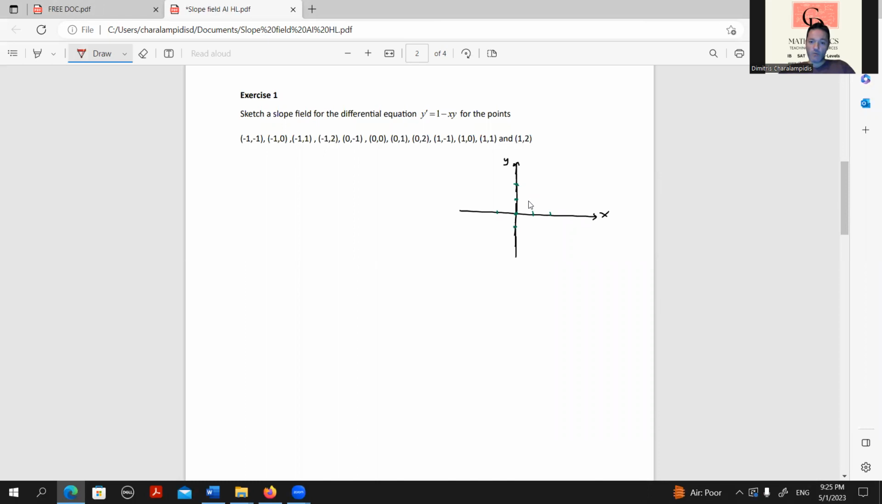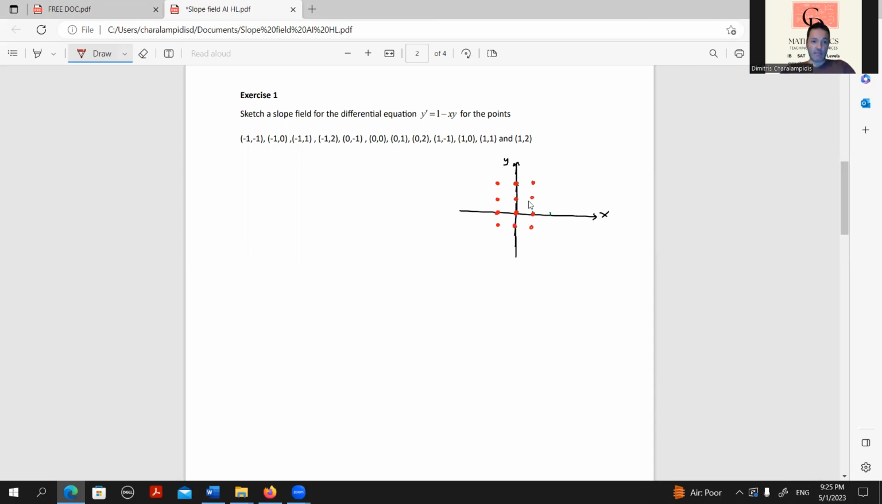So at first, (-1, -1) would be this point over here. (-1, 0) would be that point. (-1, 1), (-1, 2). Similarly, (0, -1) would be that. (0, 0), (0, 1), and (0, 2). And finally, (1, -1), (1, 0), (1, 1), and (1, 2). So these are the points for which we need to create a slope field.